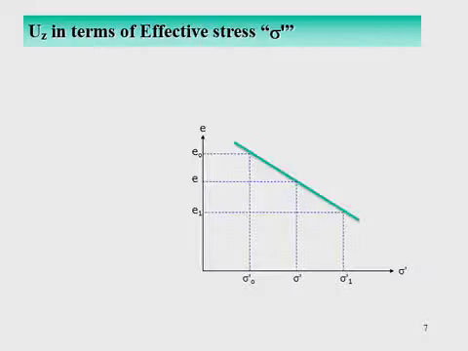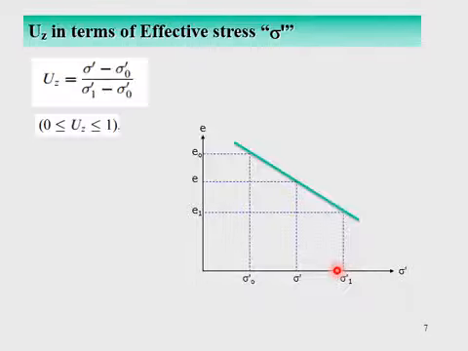Let's represent Uz in terms of effective stress. So we already know a relationship between void ratio and effective stress. This is void ratio and this is effective stress. We know that the relationship between void ratio and effective stress is not linear, it is non-linear. But if we assume this to be linear, then we can correlate void ratio with effective stresses from similarity of triangles, right?